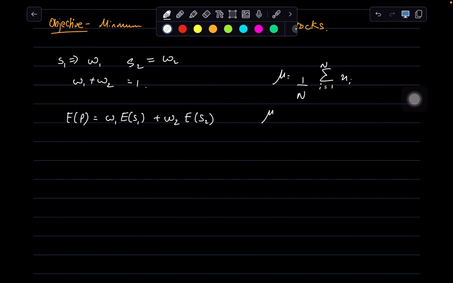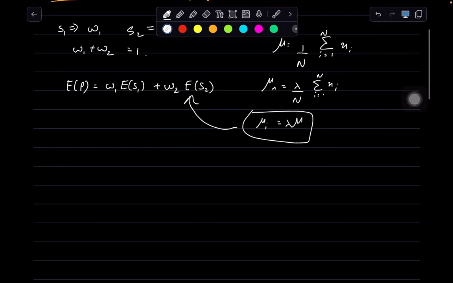So the new mean, mu new, will just be lambda over n, sum from i equals 1 of xi, which means that it is going to be equal to lambda times the old mean. So this is the property that we are simply using here.